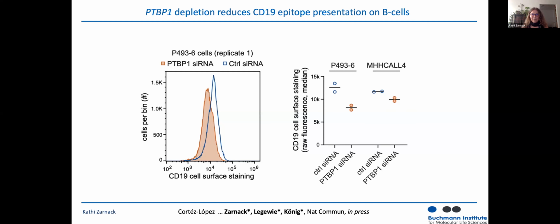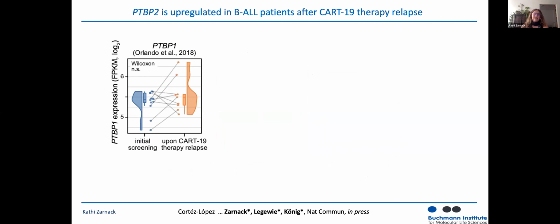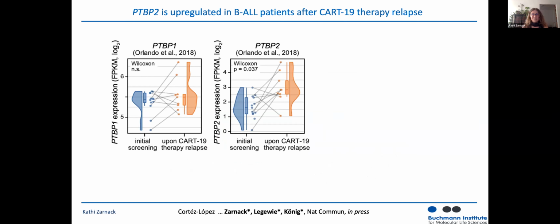So does this also happen in our patients? So of course we checked for the PTB expression in the patients. And for PTBP1, we actually got not really clear results because it went up in some of the patients, down in others, but the picture got a lot nicer when we actually looked at the PTBP2, because PTBP2 shows a really clear upregulation in the BALL patients after the CAR-T19 therapy, which could indicate that it could indeed be involved in this therapy resistance or the relapse of these patients after CAR-T19 therapy.